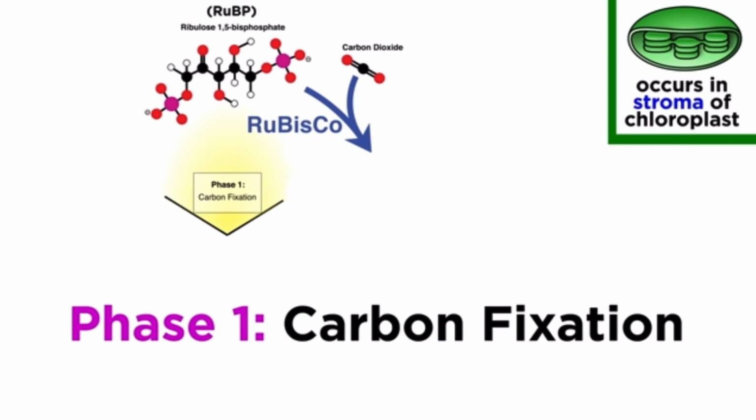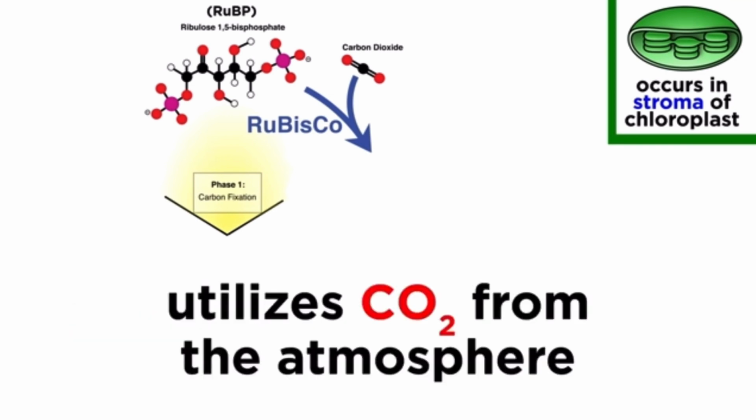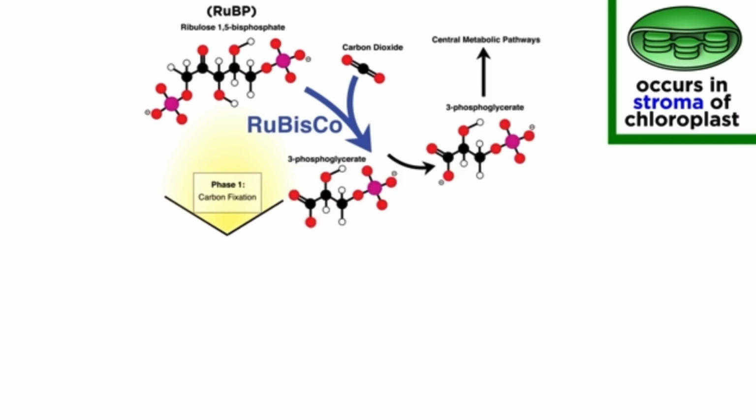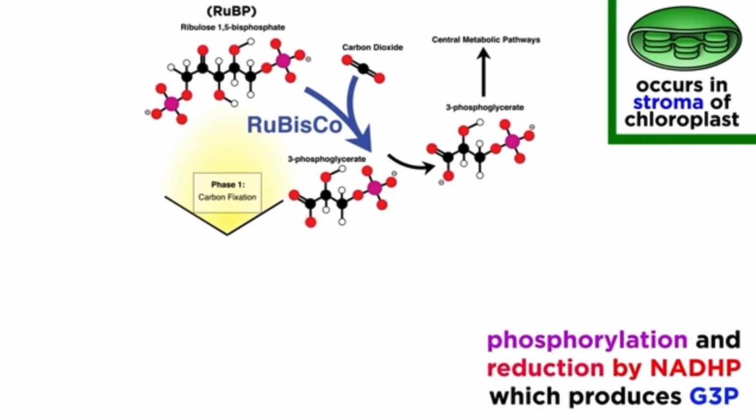Phase 1 is carbon fixation, which is catalyzed by an enzyme called rubisco. Rubisco captures CO2 from the atmosphere and attaches it to a 5-carbon sugar called ribulose bisphosphate. The resulting 6-carbon molecule is unstable and splits into 2 molecules of 3-phosphoglycerate. Phase 2 is reduction.